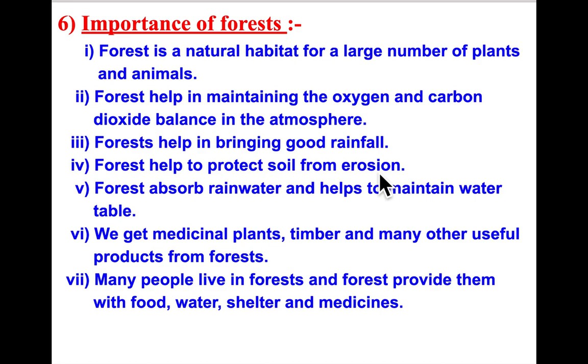The roots of the plants and trees bind the soil and protect it from erosion if there is heavy rainfall. Forests absorb rainwater and help to maintain the water table. We get medicinal plants, timber and many other useful products from forests. Many people live in the forest and forests provide them with food, water, shelter and medicines.